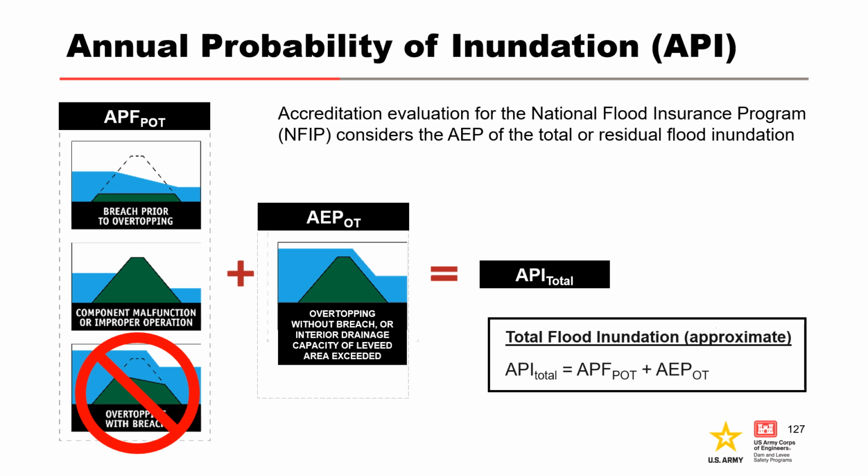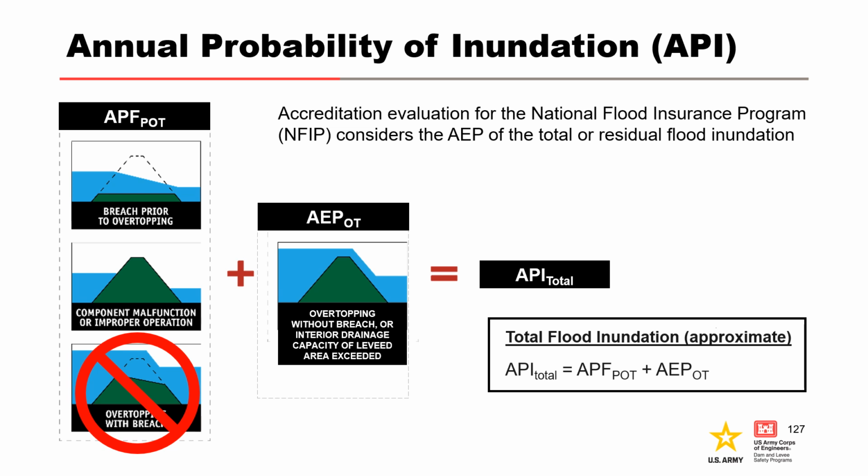As we discussed in Module 2, the annual probability of inundation is the total annual probability that a leveed area will be inundated due to levee breach prior to overtopping, component malfunction or improper operation, or overtopping without breach, and is used when evaluating National Flood Insurance Program, or NFIP, accreditation. Because it already includes overtopping without breach, breach by overtopping must be excluded from the calculations to avoid double counting.